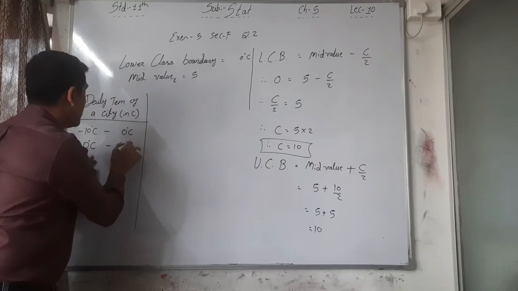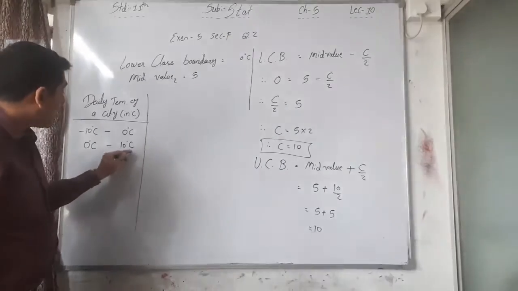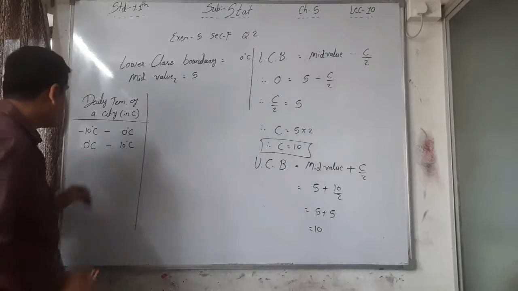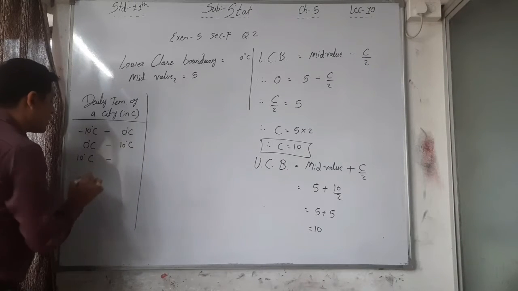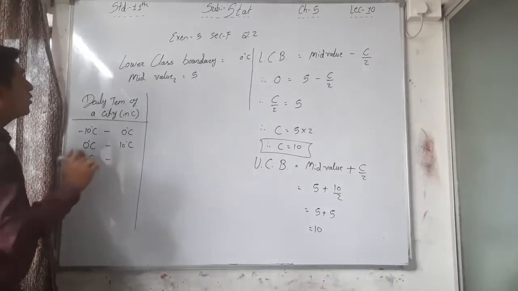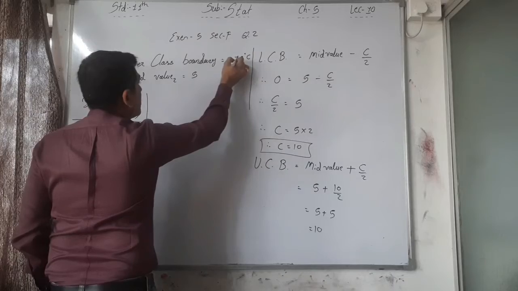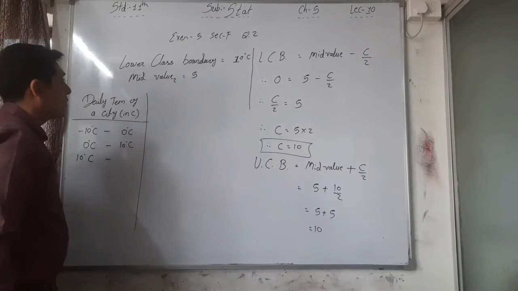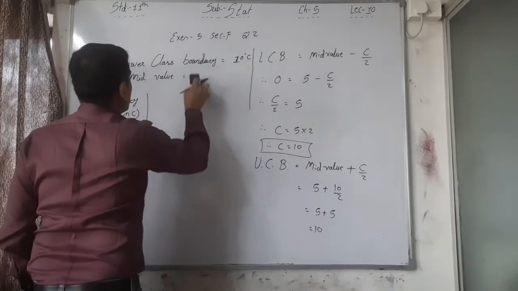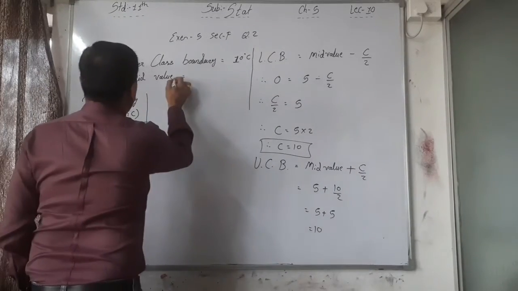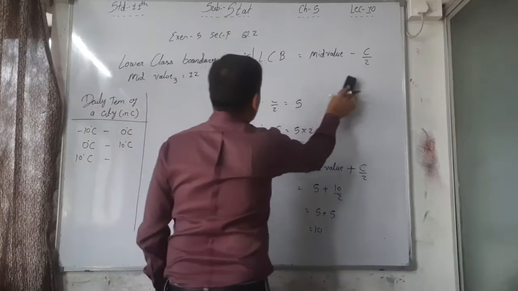So here the second class is also there. We are finding out the second class. Again the second class, here we can say the upper class boundary of the second class is the lower class boundary of the third class. So here we can say the third class lower class boundary is equal to 10 Celsius. Now what is the new mid value? Third mid value is equal to 12. Third mid value 12.